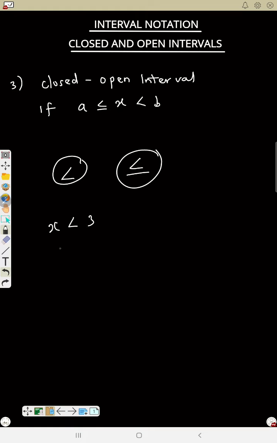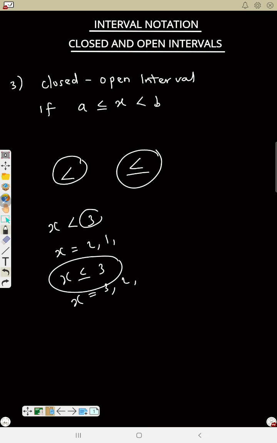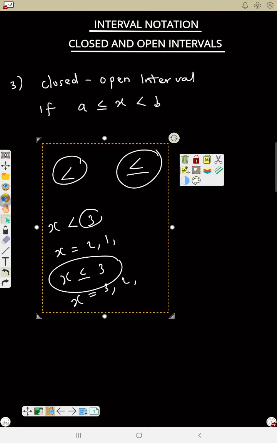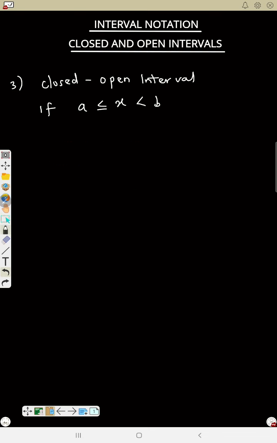s is less than 3 means s can be 2.1, meaning 3 will not be there. s is less than or equal to 3, so s can be equal to 3. So that is open and closed. When it is closed and when it is open, you use that. So I'll represent this as s is a member of, because it's closed at the first point, I'll use this bracket, a comma b, because it's open here, I'm using this. So that's how we represent it.